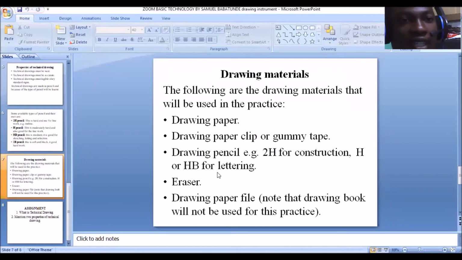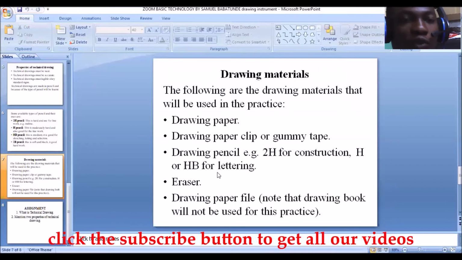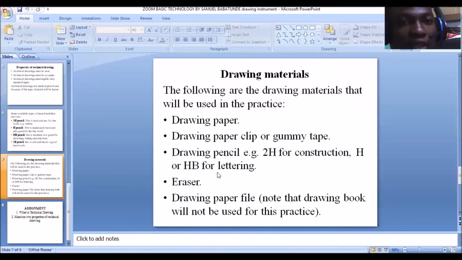Now you have the eraser. The eraser simply refers to the material that is used to remove every mistake that is made. Because when you put down your drawing using the pencil and maybe you find a mistake or the measurement is not accurate and you want to wipe out this mistake, what do you do? You make use of the eraser. I'm very sure eraser is very common. We know what eraser is. So we make use of eraser to wipe out these mistakes.